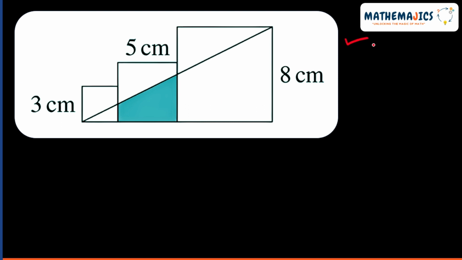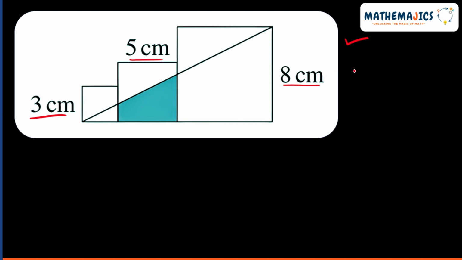This question is from geometry. In this question, we are given three squares with side 3 centimeter, 5 centimeter, and 8 centimeter. And we need to find this colored area or shaded area. So let's see how we can find this shaded area.